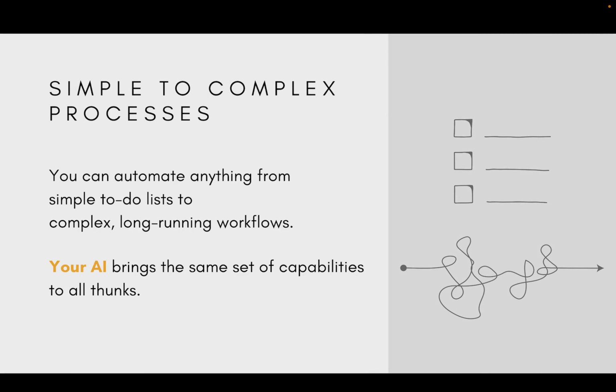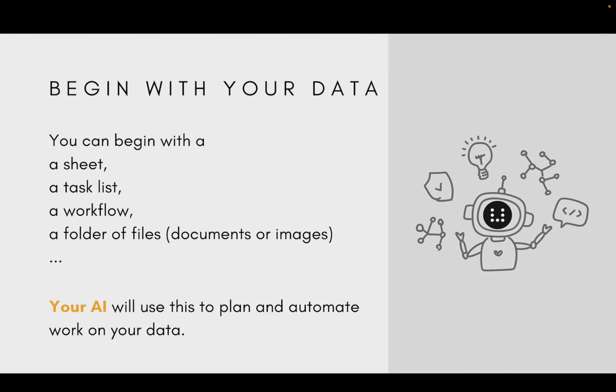As a platform, Thunk can support most kinds of projects. You can manage simple to-do lists like organizing a lunch or working through some tasks to launch a product, all the way to running complex workflows like managing a sales pipeline, support tickets, or hiring for your team. Regardless of the type of Thunk, your AI brings the same set of capabilities to bear as it helps you do the work.